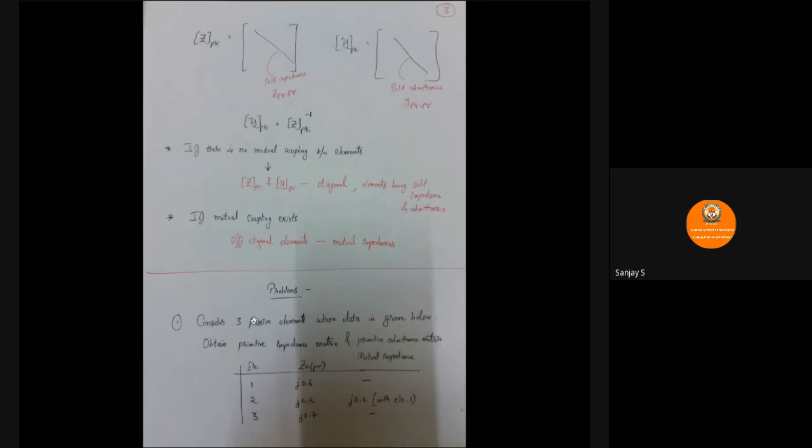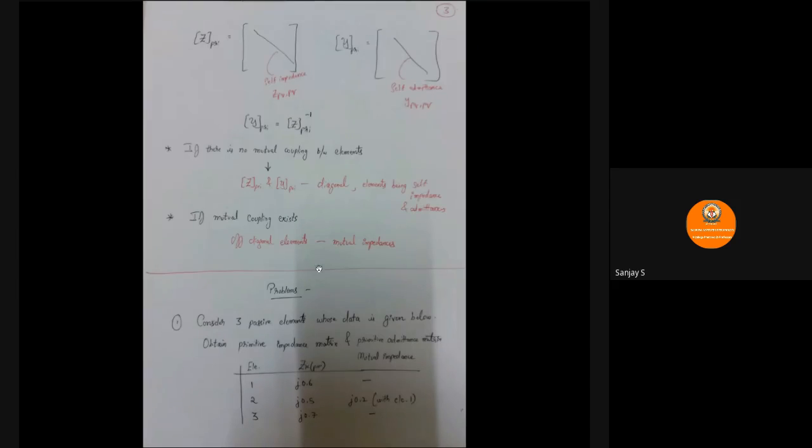Whenever you're writing the Z primitive matrix, the number of elements is 3. So the size of the matrix will be 3 cross 3. Here we are given 3 passive elements with the data. When the elements are 3, the size will be 3 cross 3. It will be a square matrix.